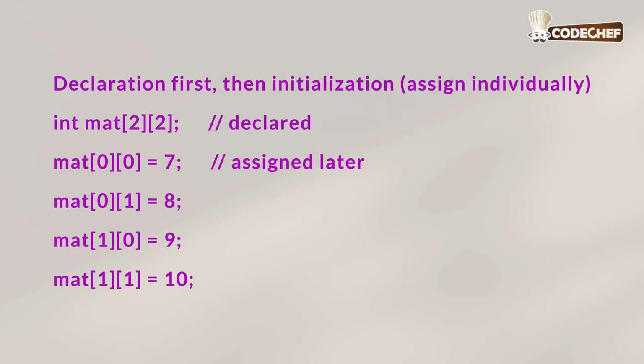Reading the declaration and assignment part over here, you can see matrix 2, 2. We declare a 2 by 2 integer matrix called mat. Then we assign values to each element individually. So in the 2 by 2 matrix, that is 2 rows and 2 columns, we assign 7 to the element at row 0 and column 0. We assign 8 to the element at row 0 and column 1. We assign 9 to the element at row 1 and column 0. We assign 10 to the element at row 1 and column 1.